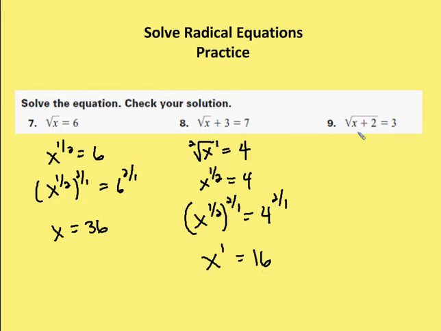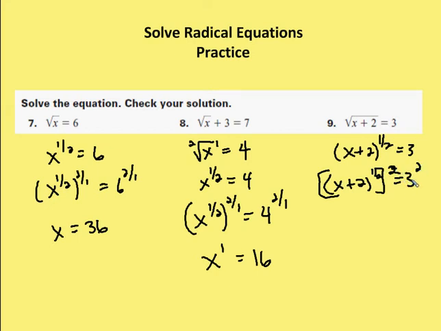Last problem for the slide, square root of x plus 2 is equal to 3. I've already isolated the radical on this side of the equation, so I don't need to take any further steps. I'm going to convert this to rational notation. X plus 2 to the 1/2 is equal to 3. I take x plus 2 to the 1/2 and I square that value. So x plus 2 to the 1/2, taken all to the second power. At the same time, I need to square the 3.